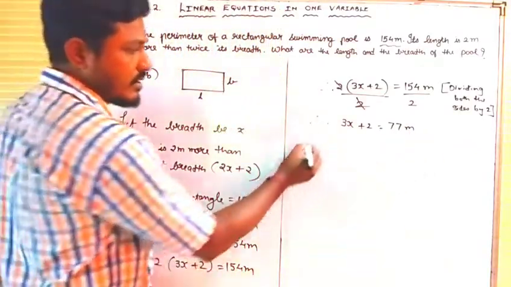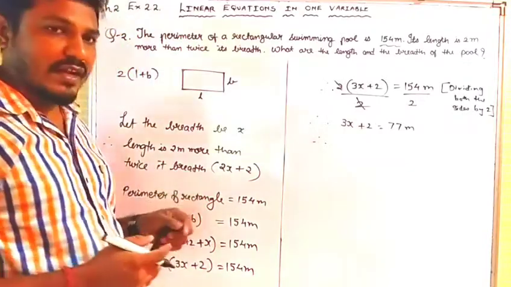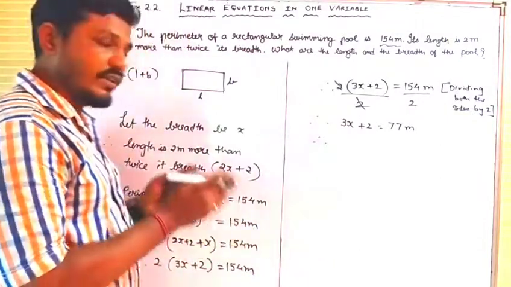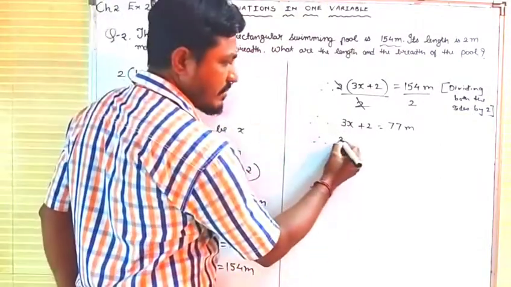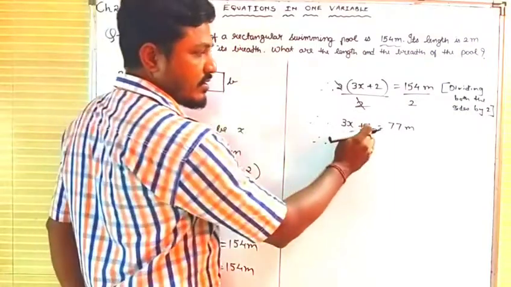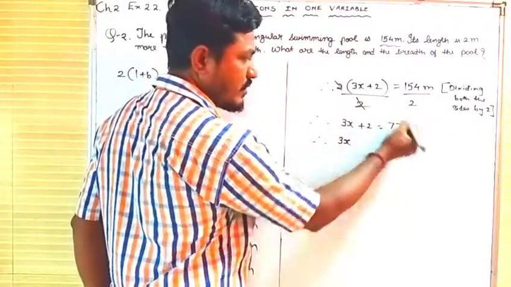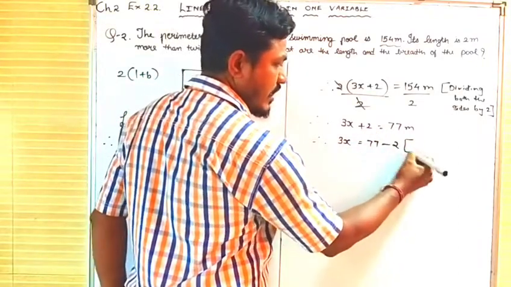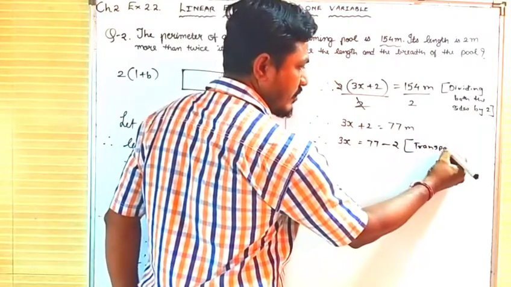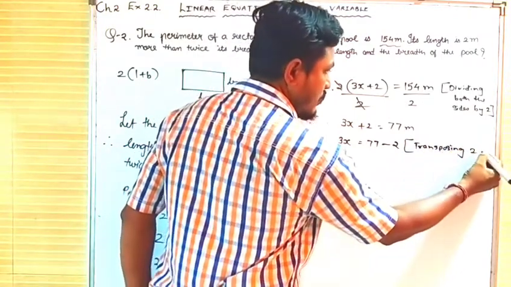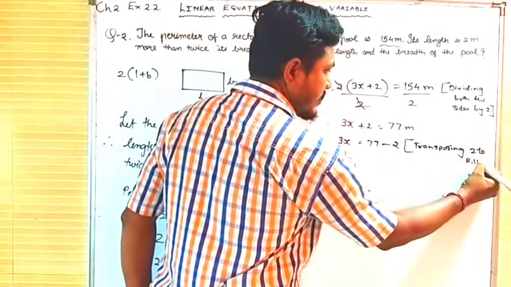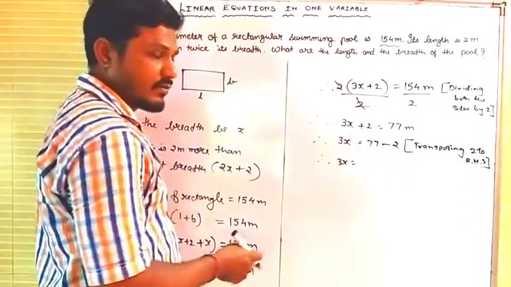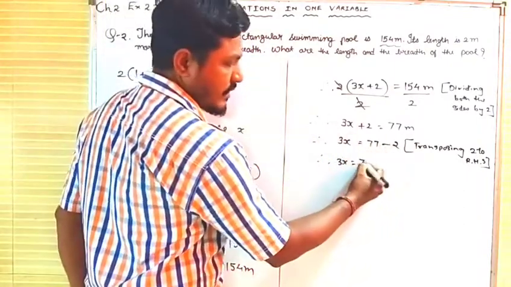Now as I told you earlier, everywhere we need to find the unknown value, unknown quantity. That is, here the unknown quantity is x. We don't know. We need to find the value of that variable. So try to separate it. So while separating, try to transpose this 2 to RHS. So 2 will go on that side. So this positive 2 will become negative 2 while transposing. Write down over here, transposing 2 to RHS. While transposing, it will become negative. 77 minus 2 gives 75.